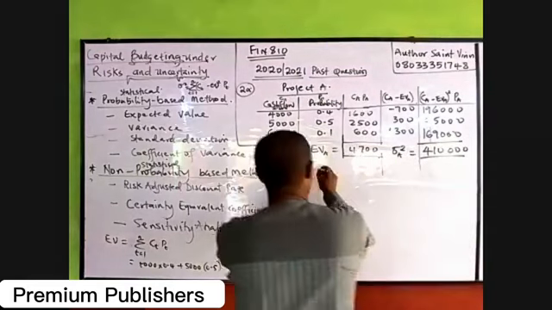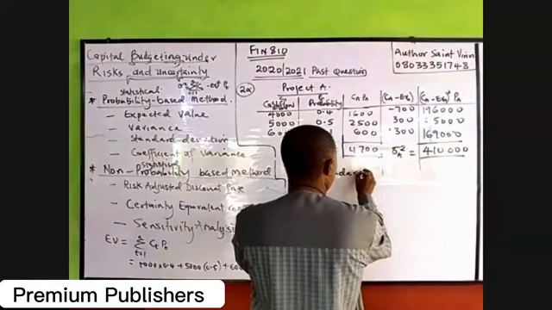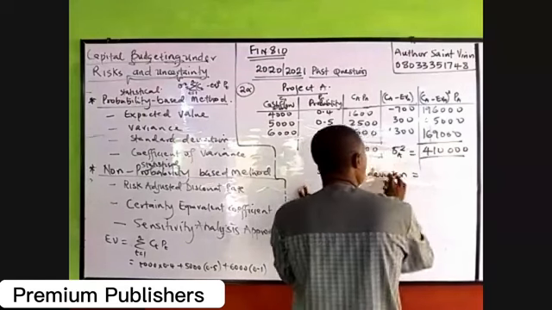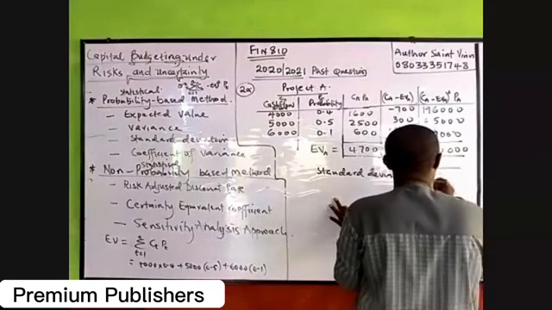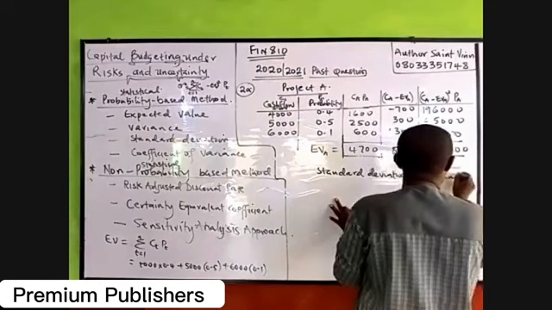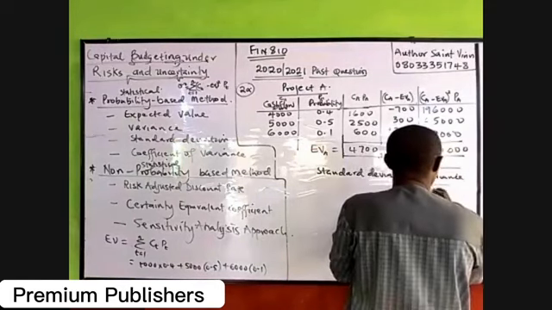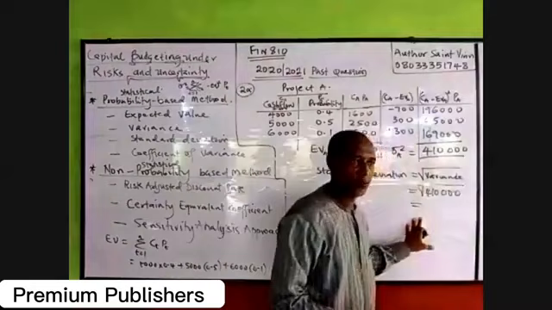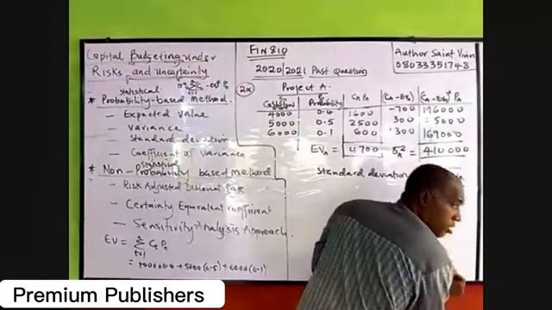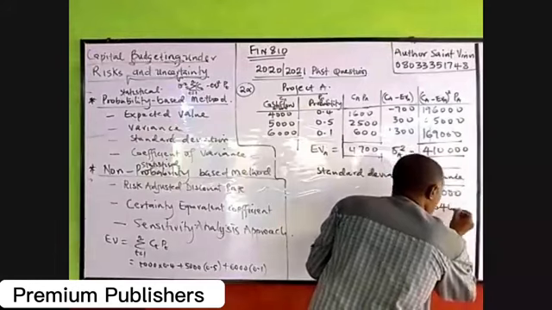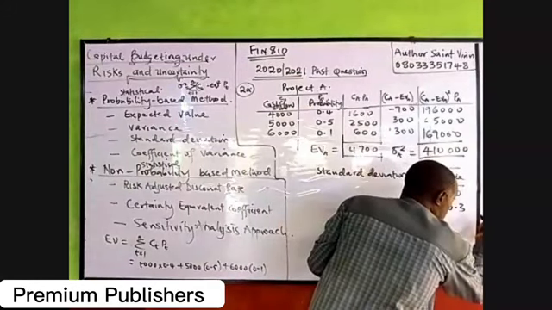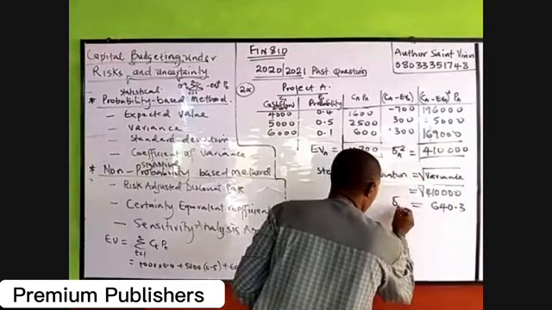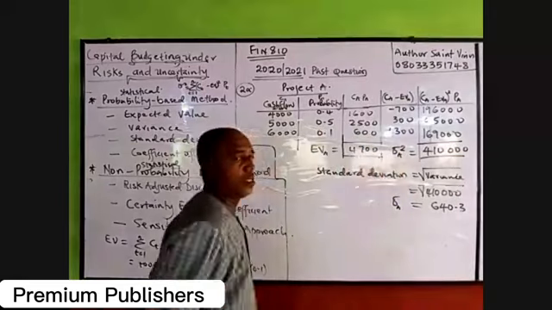To conclude the matter, we need the standard deviation. In case you don't know, standard deviation is the square root of variance. So what's the square root of 410,000? 640.3. That is the standard deviation, because the square root of this will give us this.